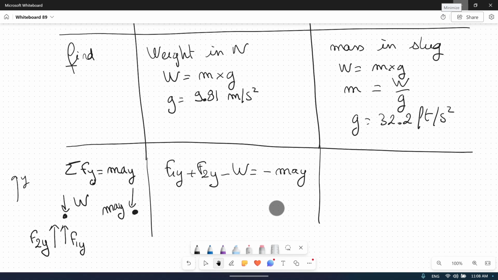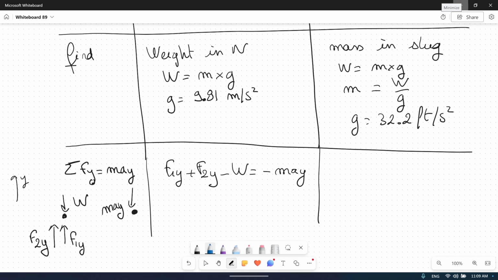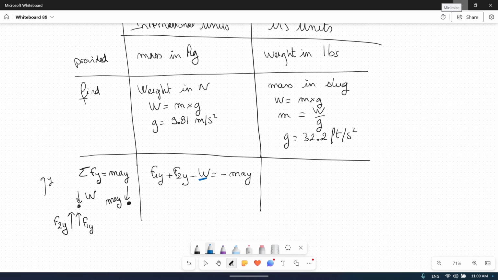Remember what is given here. What is given is usually the weight. Not the weight, the mass, sorry. What is given, in blue, is the mass. And what we need to find is the weight. So this is on the side of the forces equation where we need to find W, given M.